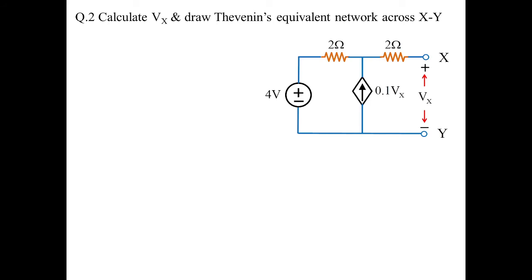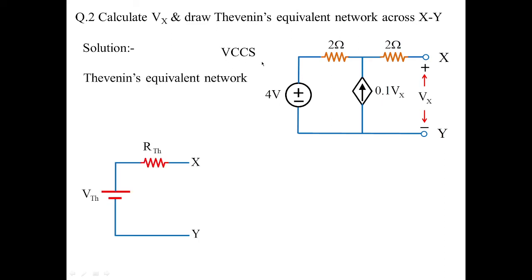Let us go with another example. Here we need to calculate Vx and draw the Thevenin's equivalent network across xy. You can clearly see it is mentioned here 0.1 Vx. So it indicates it's a current source, but it's a voltage dependent current source, and the voltage is Vx, which is measured over this terminal. So first point, by inspecting the circuit, we have to understand that it's a voltage controlled current source. For that, the Thevenin's equivalent resembles like this.